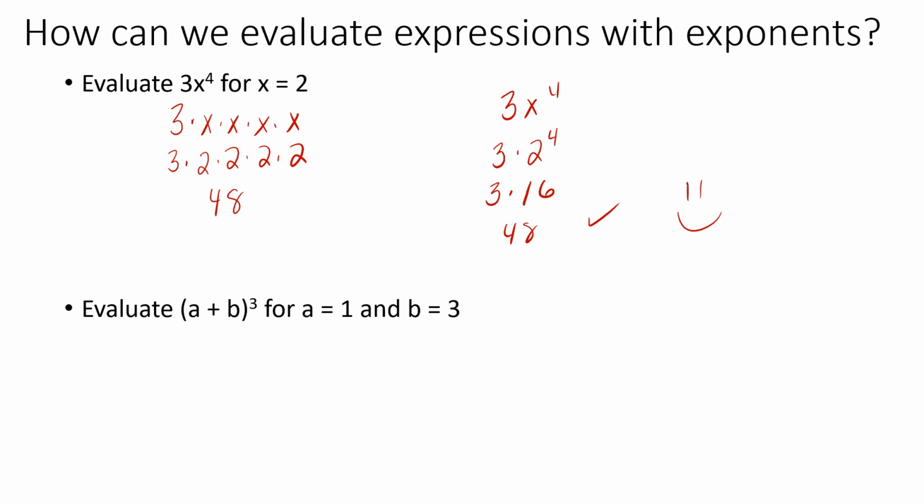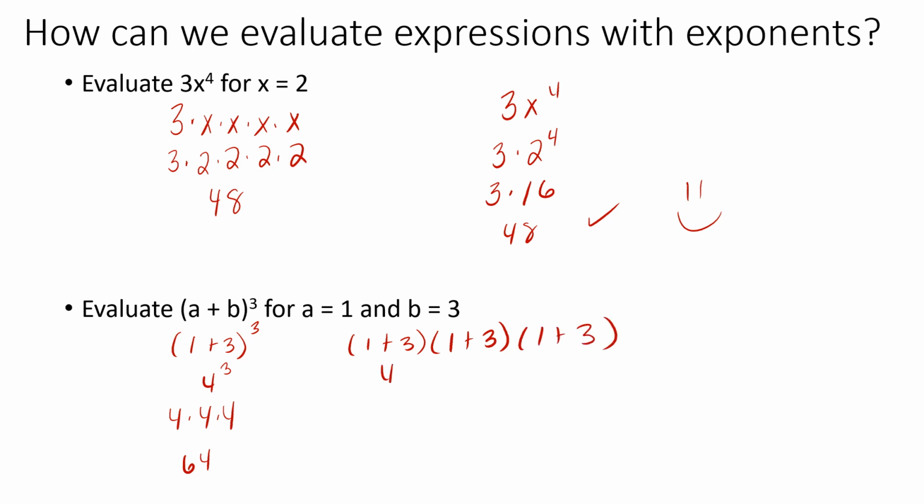For this last one, we have a plus b raised to the third power. Evaluate that for a is equal to 1 and b is equal to 3. So we have 1 plus 3 raised to the third power. So you can do that a couple of different ways when you're writing it out. Most people would say 1 plus 3 is 4, and then we just make sure that we apply that exponent to all of it, which we did because we added them together. So that is 4 times 4 times 4, or 64. But you can get there in some other ways. You could do 1 plus 3 times 1 plus 3 times 1 plus 3, and that would also get you the 4 times 4 times 4, or 64.